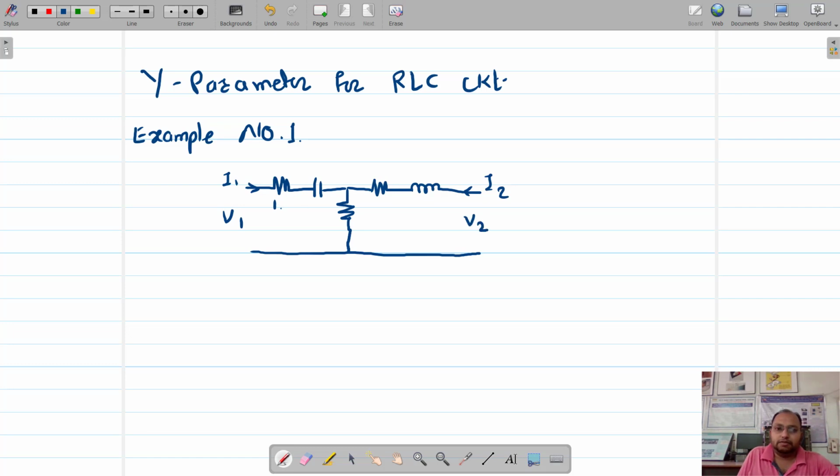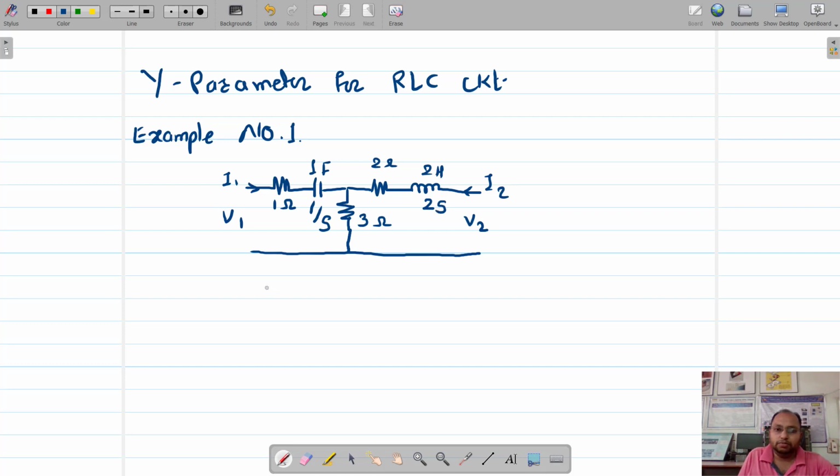Let us say this is a resistor of 1 ohm, this is 1 farad, this is 2 ohm, 2 henries, and this is 3 ohm. So what is our first step? You need to replace the inductor and capacitors by s values. As this is 1 farad, we replace it by 1 by S. And as it is 2 henry, it is replaced by 2S.